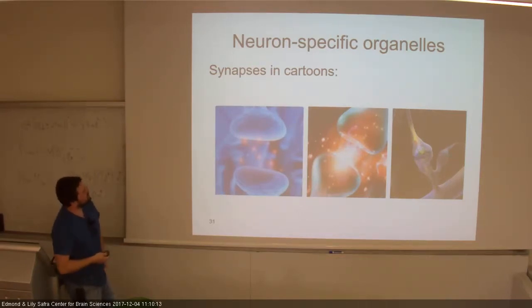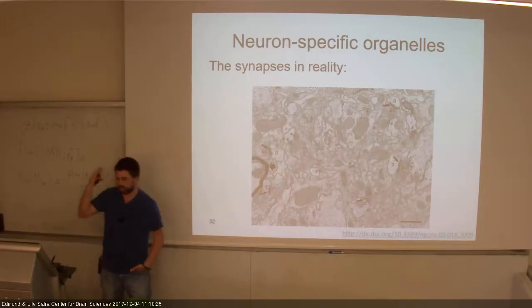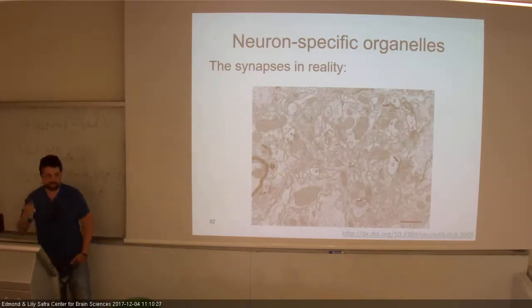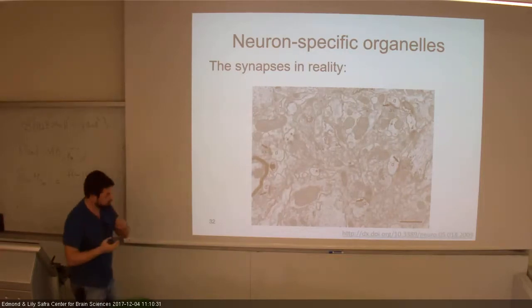Okay, so this is how it looks in cartoons. This is nothing like that. This is actually how it looks in reality. And you can see here, for example, an axon, a dendrite, and the synaptic cleft. So everything in your brain is filled with material, and it looks like a mess, but for biology it's not.